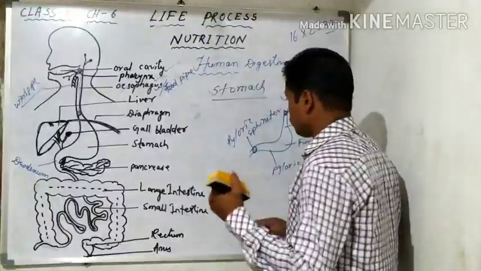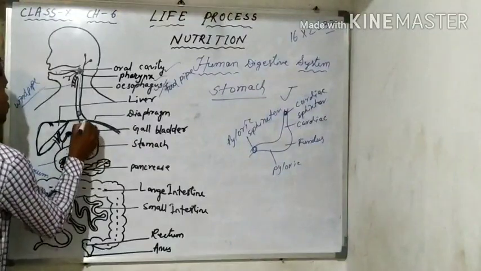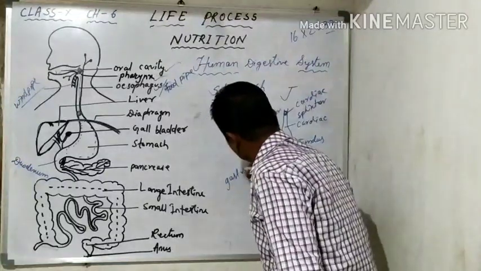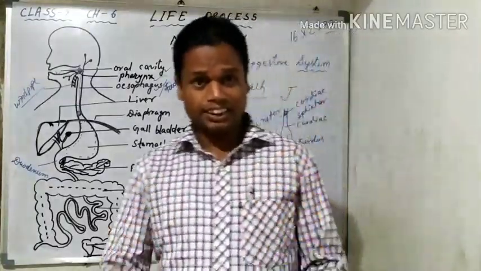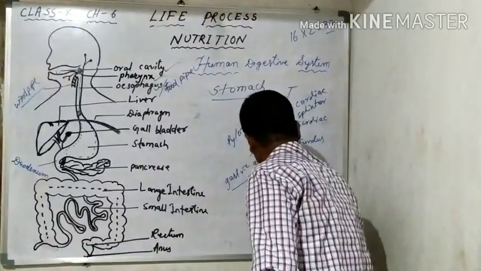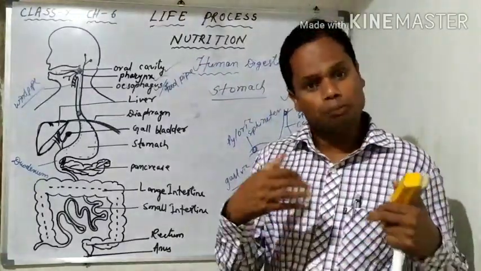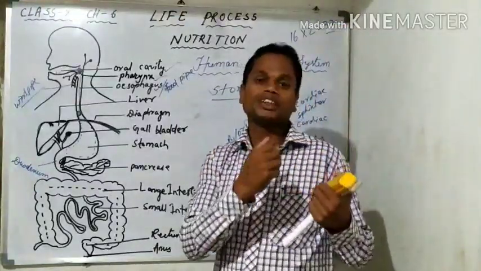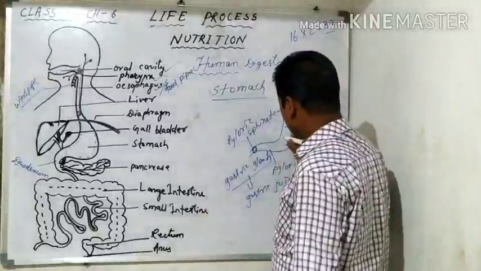At the inner lining of the stomach, inside the stomach, you will find small gastric glands present, and the gastric glands secrete the gastric juice. The gastric juice contains various enzymes. Their function, how they are secreted, and their types, we'll discuss everything when we cover the digestive glands.